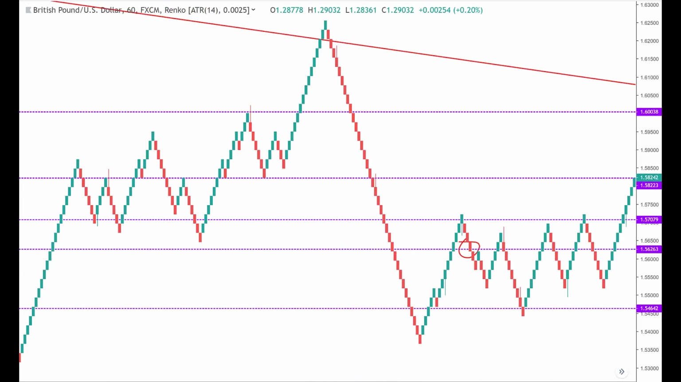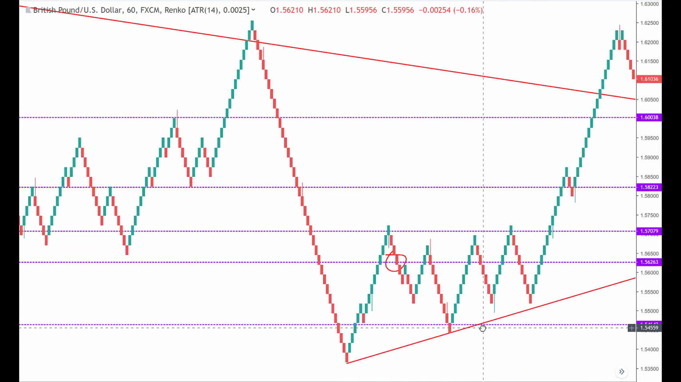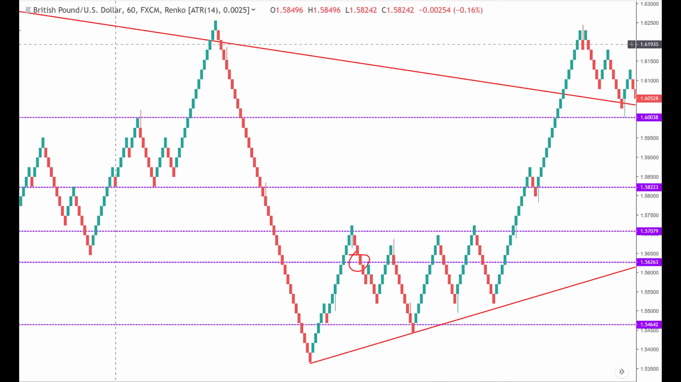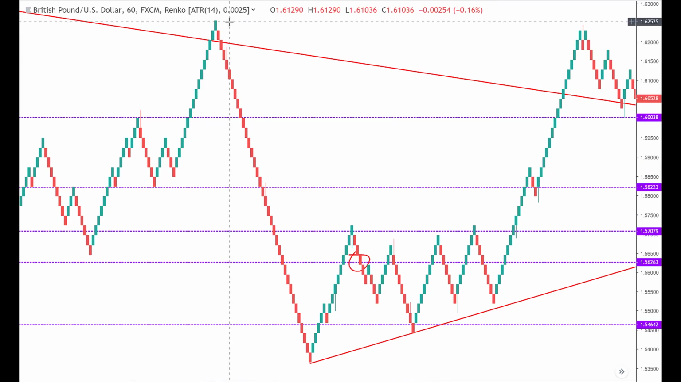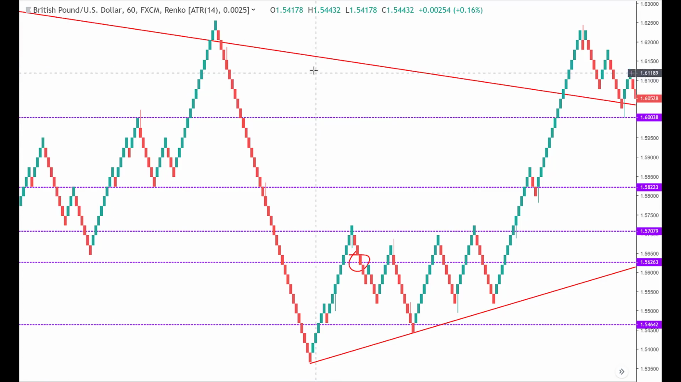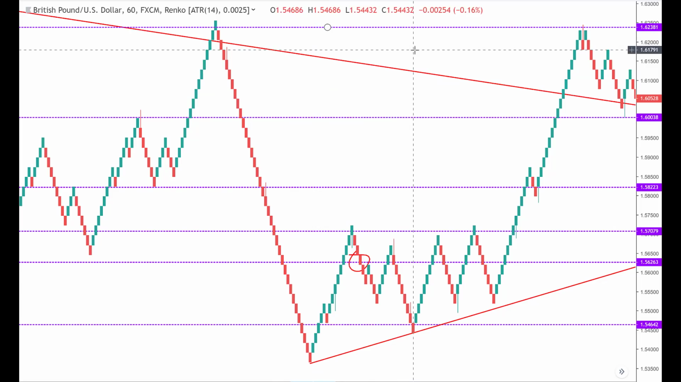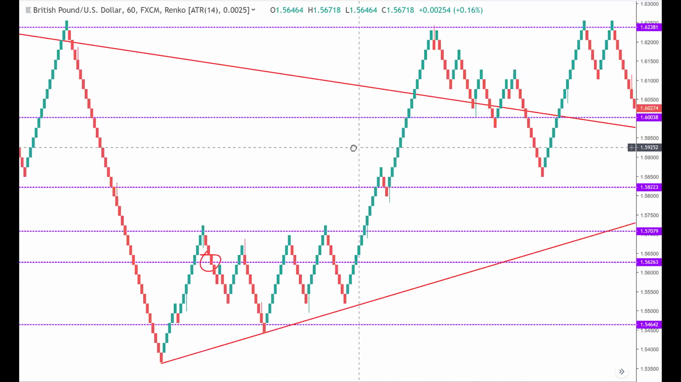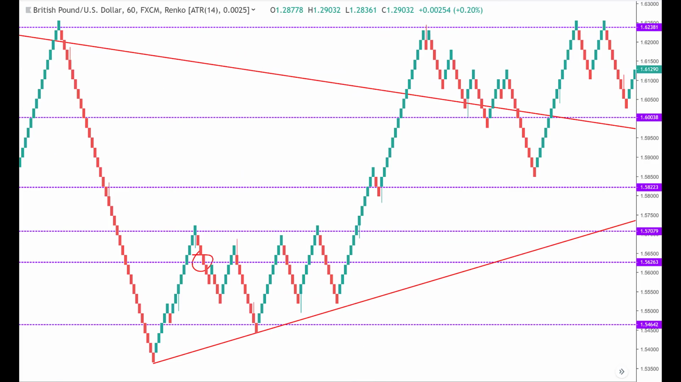I think Renko might work better than traditional bars and candles because it's not based on time, it's based on price. Kind of like this idea. Ooh, we got another level right up here. Yeah, we could put a level there. Absolutely spectacular. It's kind of lovely.